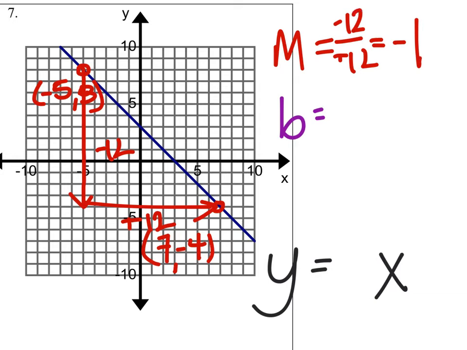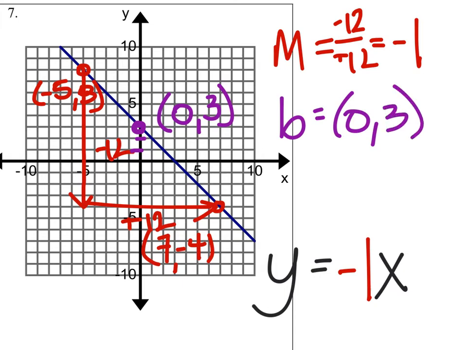It's always rise over run. Alright, so in my equation I can fill in my slope with a -1. Next thing I need to do is figure out where my y-intercept is, where x has a value of 0. That looks to be where y is 1, 2, 3. So the y-intercept is 0, 3. And then I just make that a plus 3 right here.